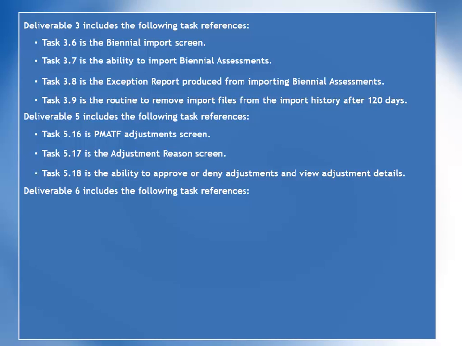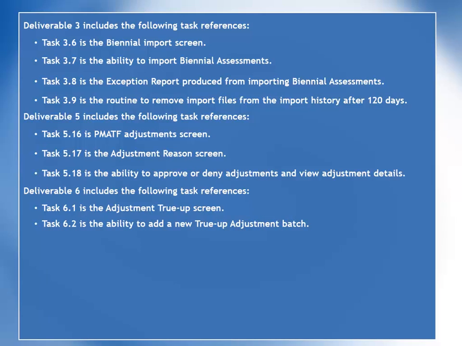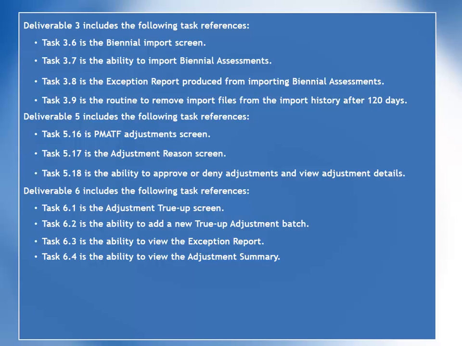Deliverable 6 is the adjustment true-ups. Task 6.1 is the adjustment true-up screen. Task 6.2 is the ability to add a new true-up adjustment batch. Task 6.3 is the ability to view the exception report. Task 6.4 is the ability to view the adjustment summary.